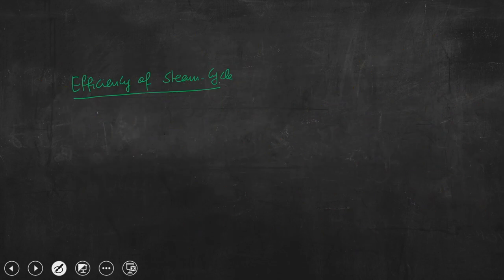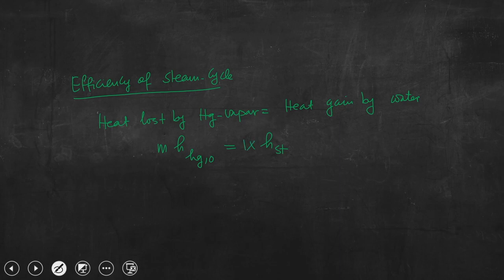So, I am writing: heat lost by mercury vapor is equal to the heat gained by water, right. So, we can write m kg, and we do not know the enthalpy of water, enthalpy of HG vapor after doing a certain amount of work. So, this is HG out, and that is equal to HST, because this is 1, right. From there we can know m is equal to HST divided by HG out. So, this is the expression.